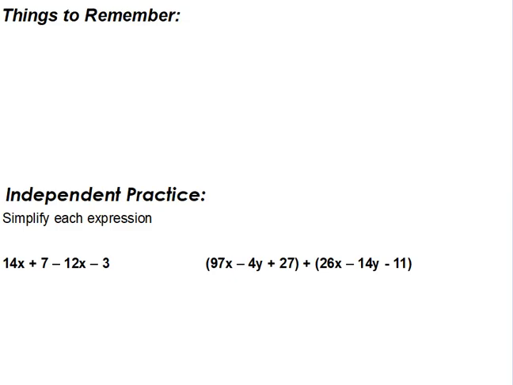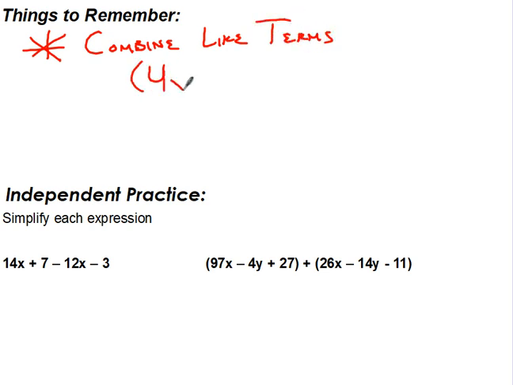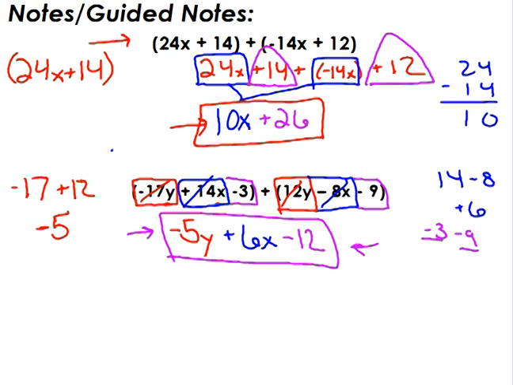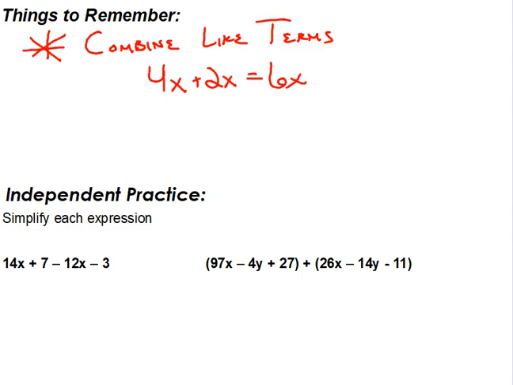Okay, things to remember. I would write down combine like terms. Okay, you definitely want to combine like terms. And so that would be like 4x plus 2x equals 6x. I don't know why I put a parenthesis in front of that. Let me take that away here. That's an example of combining like terms. Okay. And then I would say, really, that's the big piece right here. We're just really combining like terms. Okay, maybe doing another example of combining like terms.